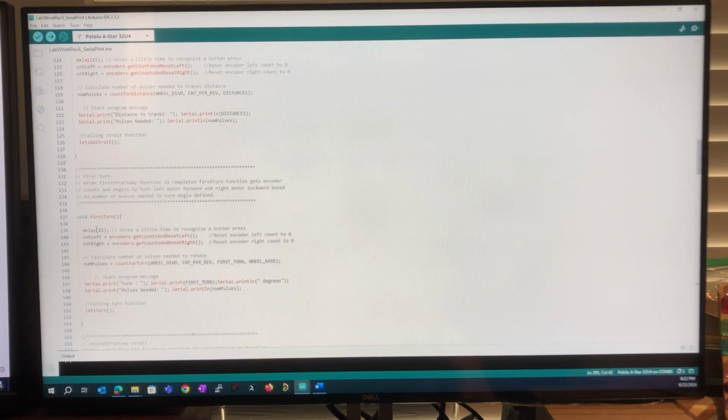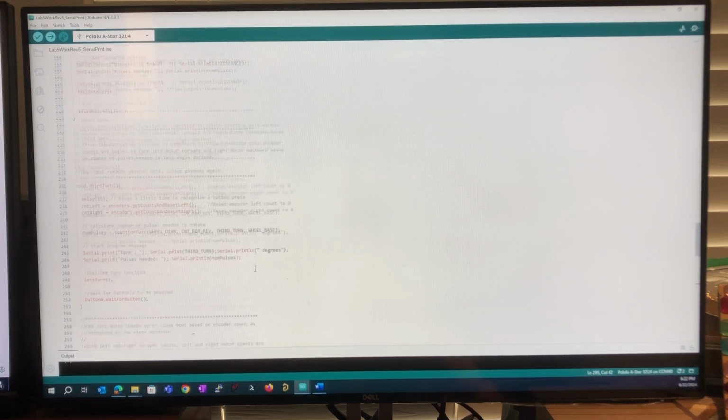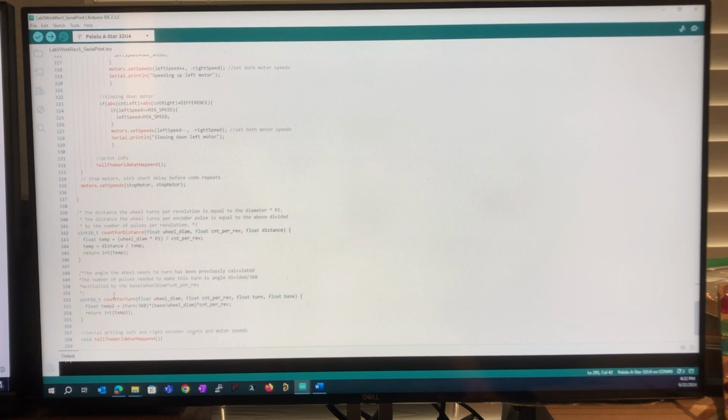So let me find that. In the first turn, we reset our left and right motor counts. Then we need the number of pulses to make that turn, which for the first turn is going to be 147 degrees. Building off of the example that was provided for us, I made a count for turn. I take the float of the wheel diameter, count per revolution, the turn, which is the degree we have to turn, and then the base, which is our wheel base.